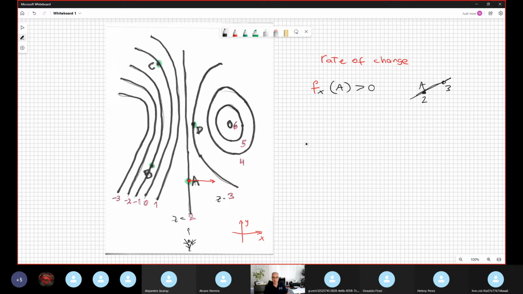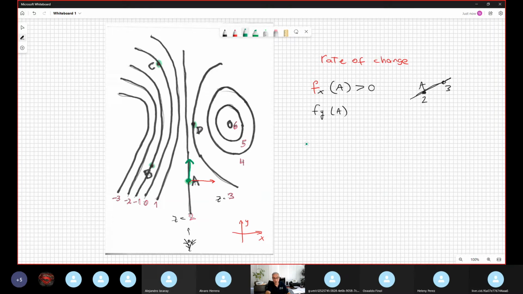However, what happens in the direction Y of the same point? So I'm moving now. I'm using another color. This is the point A, but I'm moving in that direction. Okay, I'm moving in the Y direction. That is the rate of change in the Y direction. So it's important that you understand from now that the derivative depends on the direction.